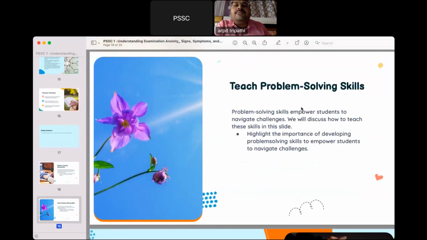Teach problem solving skills. Any child whom you see facing examination anxiety or any problem, ask them how to deal with this situation. Sit with me, I will guide you. I will teach you what to do with it. What are the ways to deal with it? What are the things to do for this?